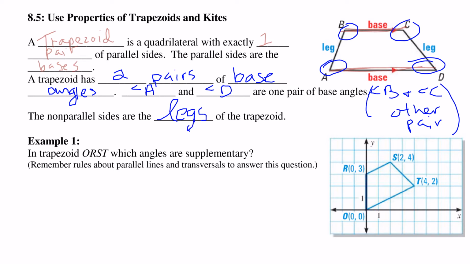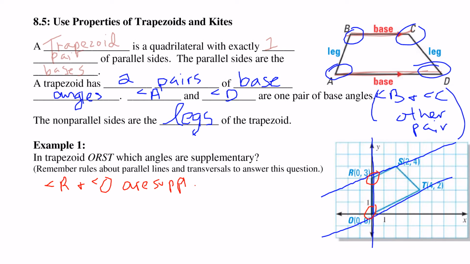All right, so in your trapezoid ORST, which angles are supplementary? What you need to remember is we've got two parallel lines here and a transversal coming through them, and the supplementary angles are going to be those consecutive interior angles. That would be my angle R and my angle O, and another set would be the other two, angle S and angle T. The reason is that those are consecutive interior angles.